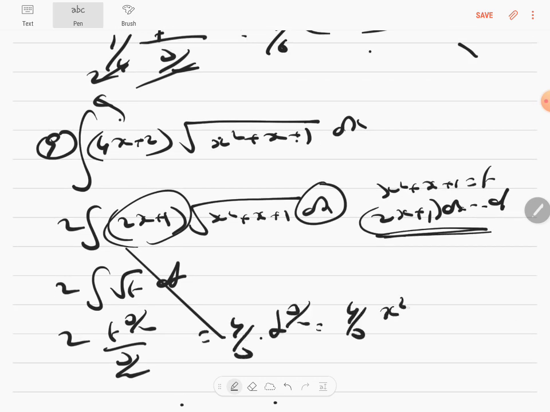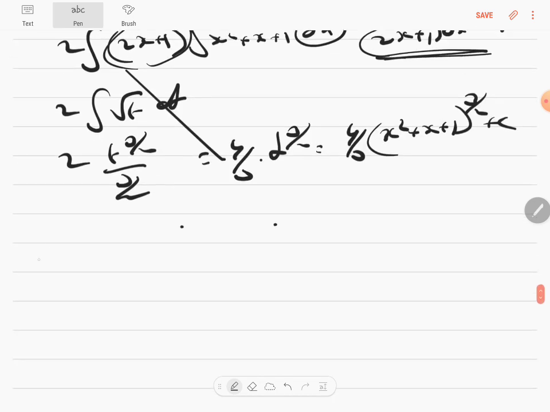4 by 3 into (x² + x + 1) the whole to the power 3 by 2 plus c. Let's go to the 10th question.